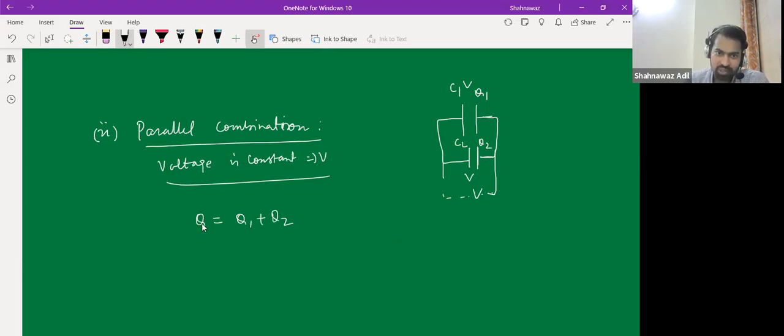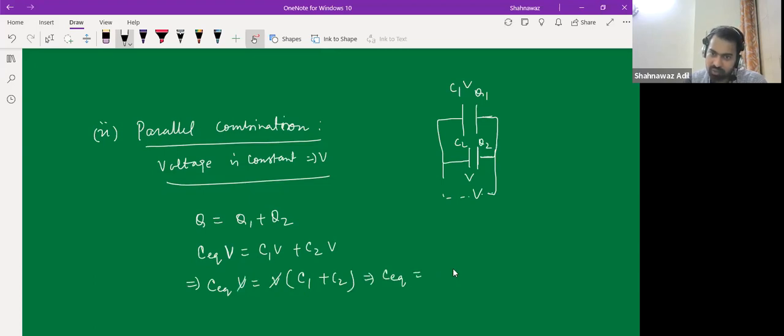So Q is a CV. Let's write it as C equivalent and voltage. And this would be how much? C1V plus C2V. You can see that we can take V common. So this would be C1 plus C2. So this cancels out and we have C equivalent equals C1 plus C2, right? So please quickly note it down. And if you have any questions, please ask me.